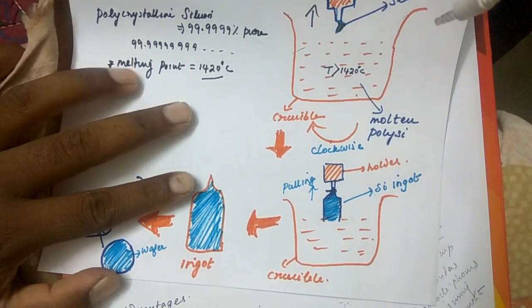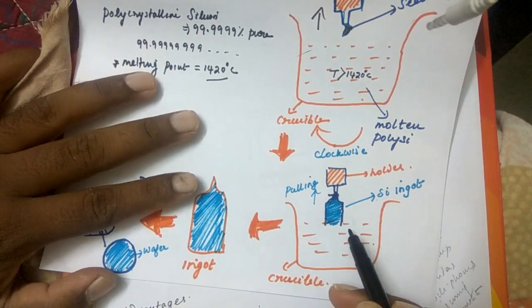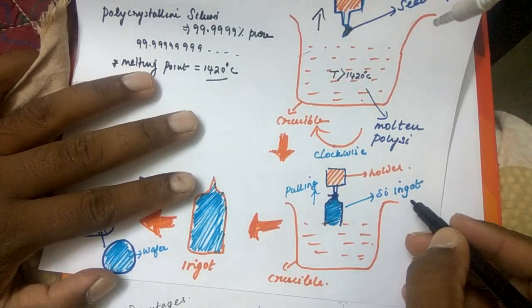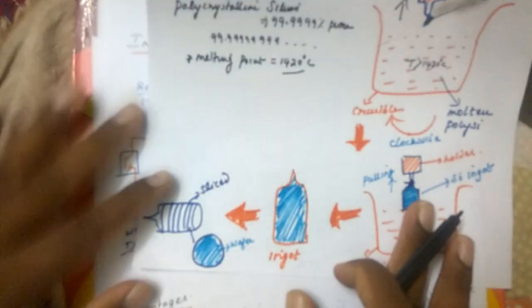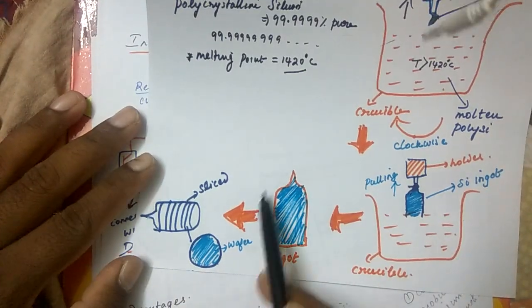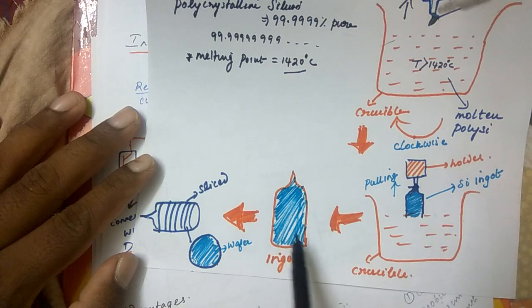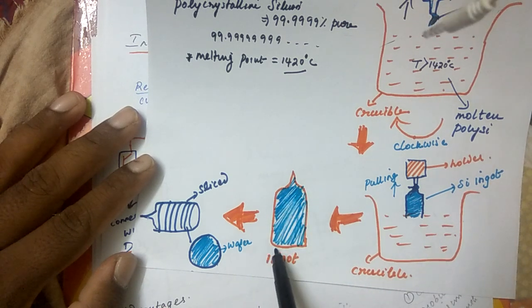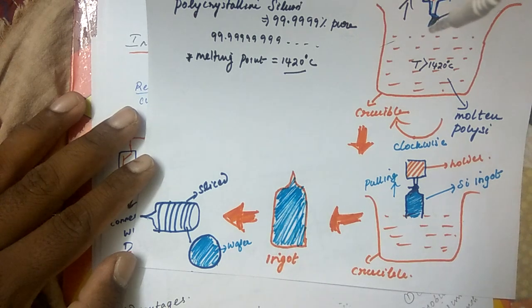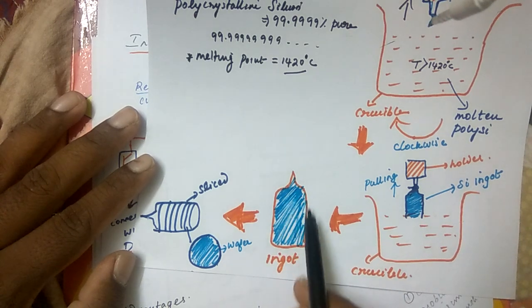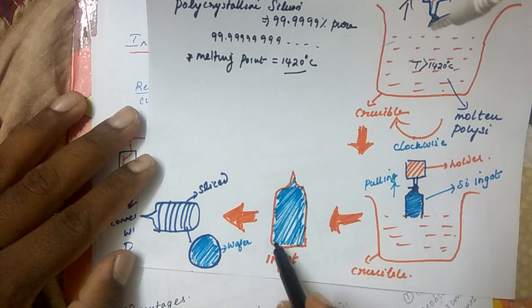The cylindrical bar of silicon that is obtained by this process is called a silicon ingot. So once the desired size is reached, we take that ingot out of this crucible and we cool it. So you get a cylindrical bar.